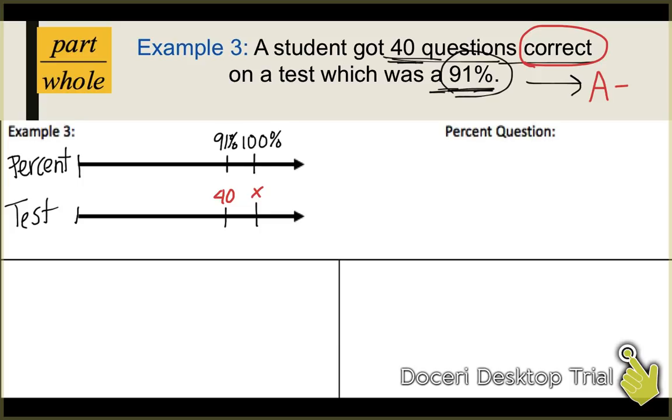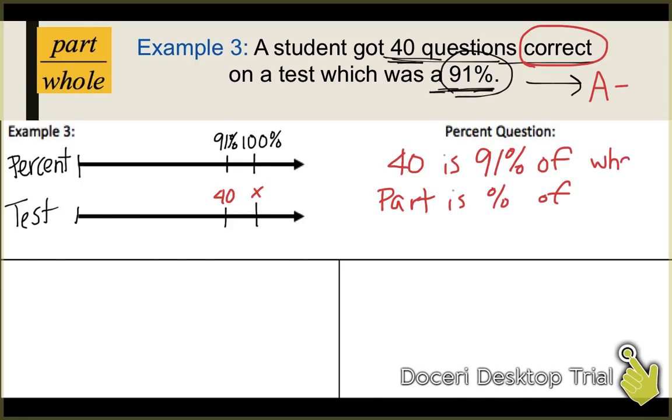So, let's write our percent question. In this case, I know my part. So I know 40, that's my part, is 91% is percent of, okay. And in this case, we do not know our whole amount of the test. So 40 is 91% of what? Okay. So our what is our whole.